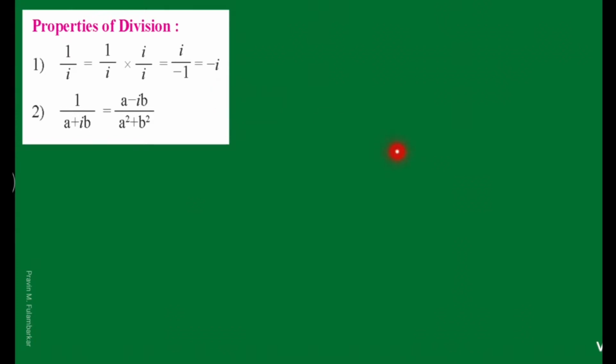Now while dividing complex numbers, we use some properties. When 1 by i is given in a problem, 1 by i can be written as minus i. How can that be written as minus i? See here, we multiply and divide this by i.